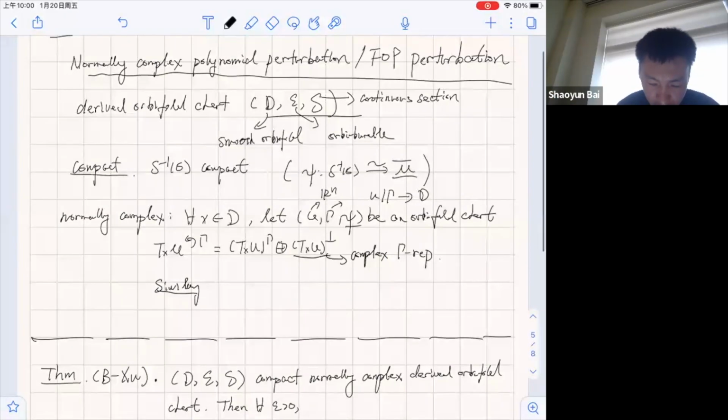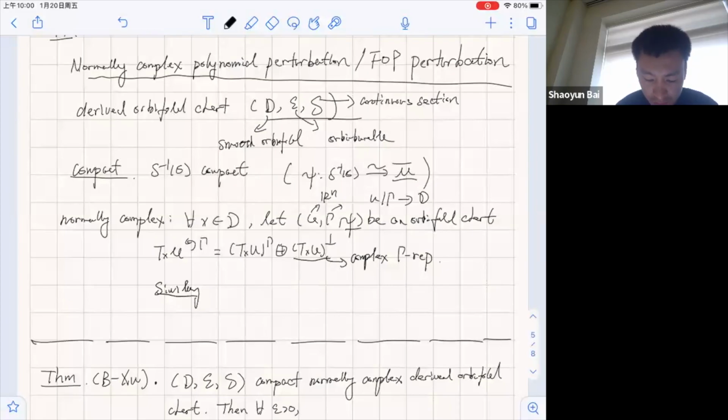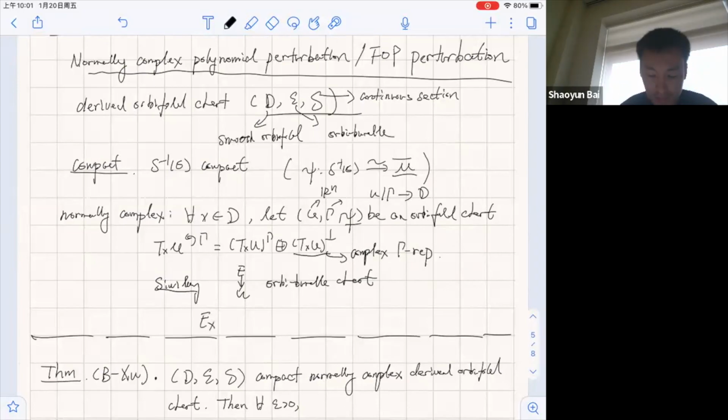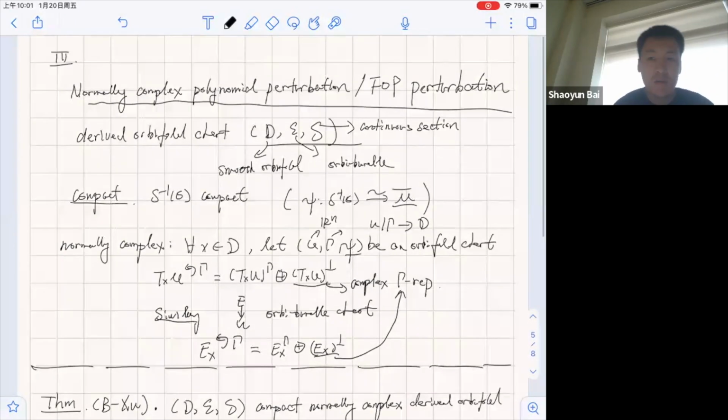And similarly, not only for the underlying orbifold, we require that if we look at an orbibundle chart, and we consider the fiber of our obstruction bundle as a Gamma representation, we can also decompose that into the direct sum of 2 parts. This part is also required to be a complex Gamma representation. So both the tangent bundle and the obstruction bundle have complex normal part. So that's the explanation of normally complex.